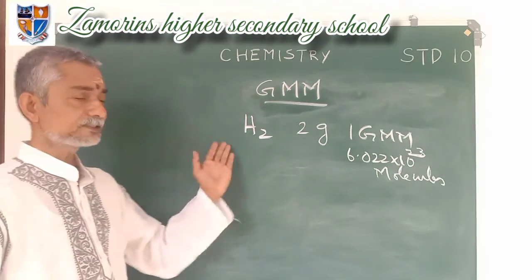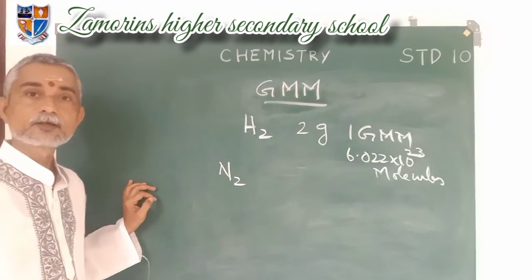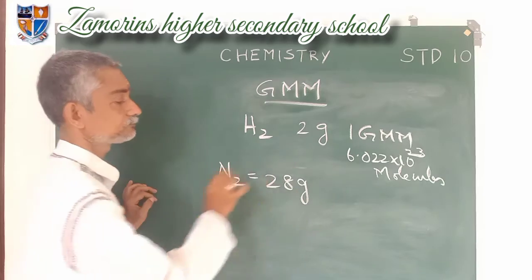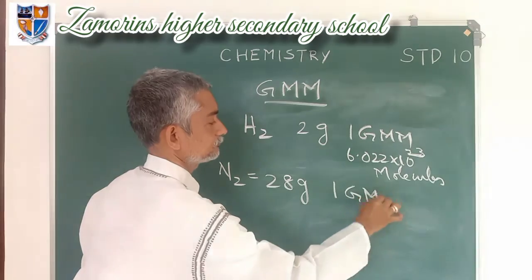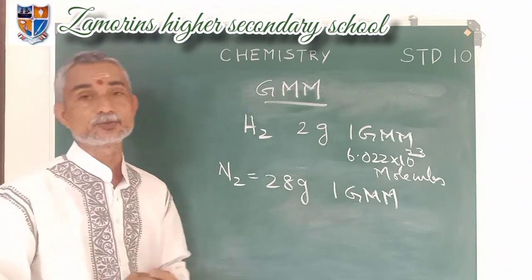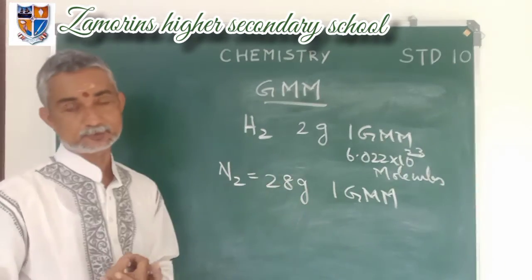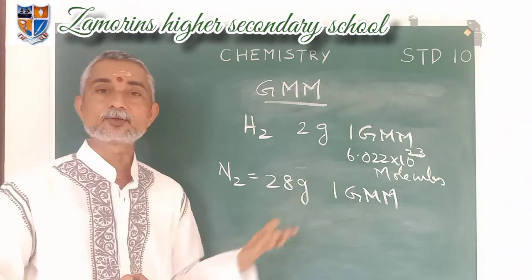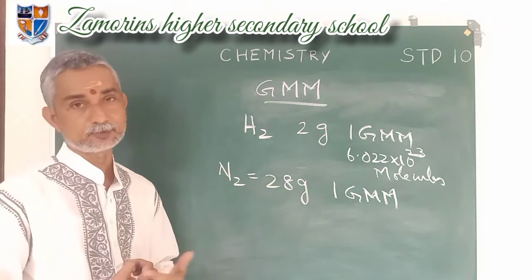Okay. In the same manner, in the case of nitrogen, the molecular weight of nitrogen is 28 gram. This also contains 1 GMM. That is equal to 6.022 into 10 to the power of 23 molecules. In the previous case, we said atoms. In this case, it is molecules. In the same manner, we can also calculate water molecule, sulfuric acid molecule. All in this manner we can calculate.